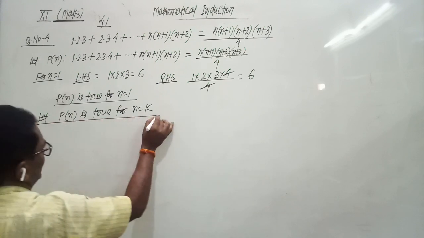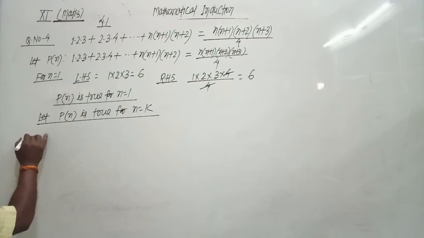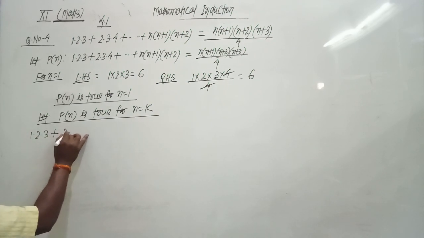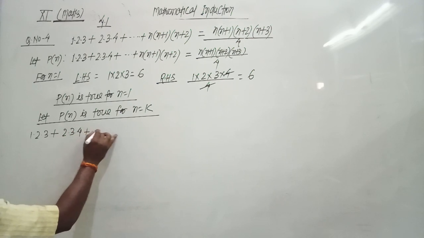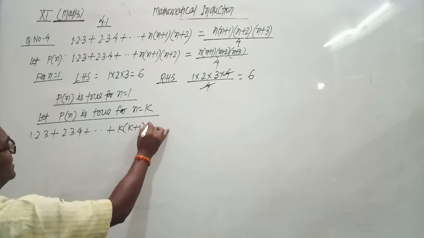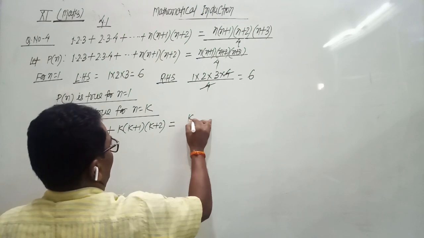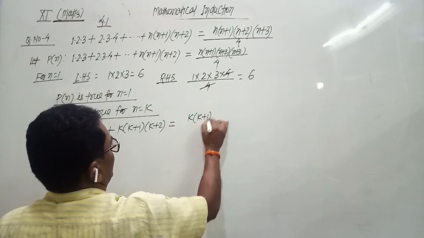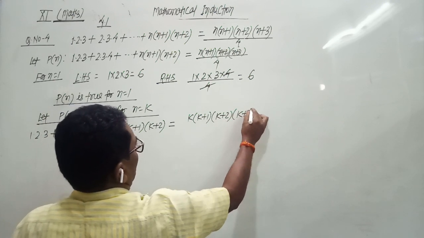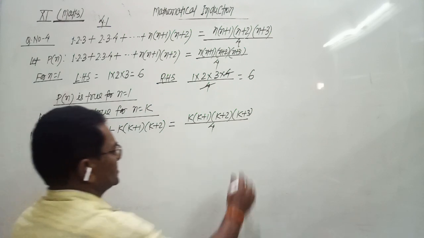So in place of n on both sides, we put k. So 1 into 2 into 3 plus 2 into 3 into 4 plus dash dash k into k plus 1 into k plus 2 equals k into k plus 1 into k plus 2 into k plus 3 upon 4, and name it first equation.